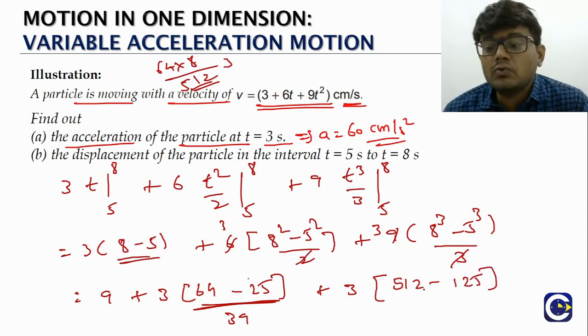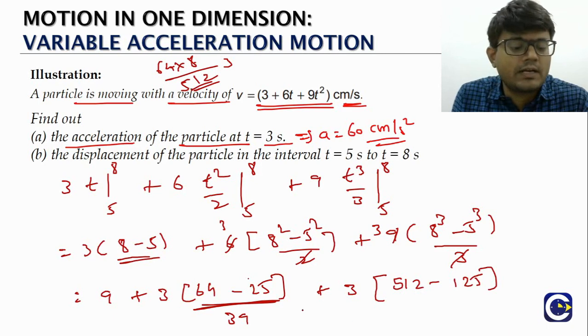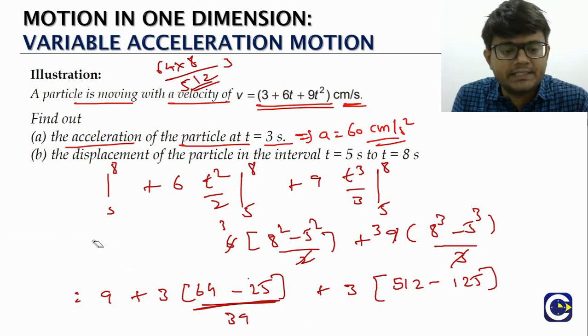So 512 minus 125, this also we have to simplify. If you subtract, what will we get? Here it will involve a little bit of addition and subtraction. Then we will be able to get the answer.